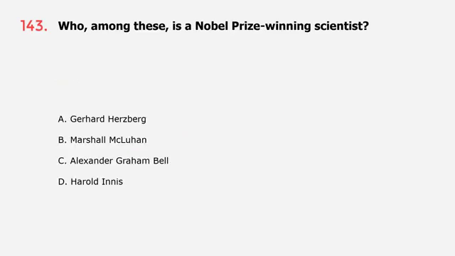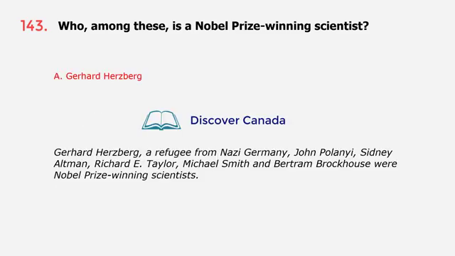Question 143. Who among these is a Nobel Prize-winning scientist? A. Gerhard Herzberg. B. Marshall McLuhan. C. Alexander Graham Bell. D. Harold Innis. The answer is A. Gerhard Herzberg.